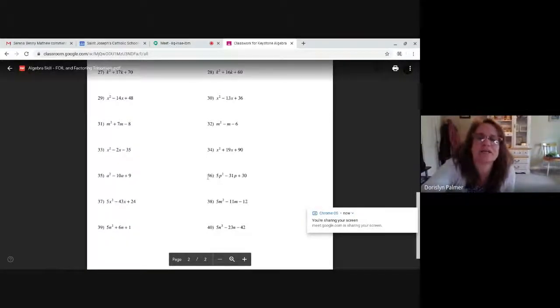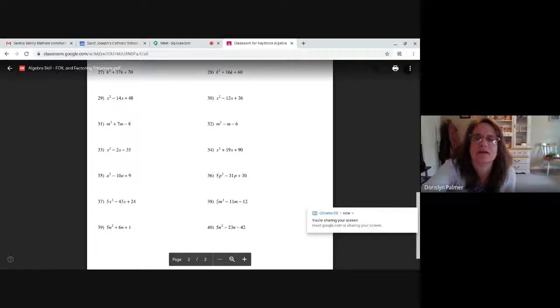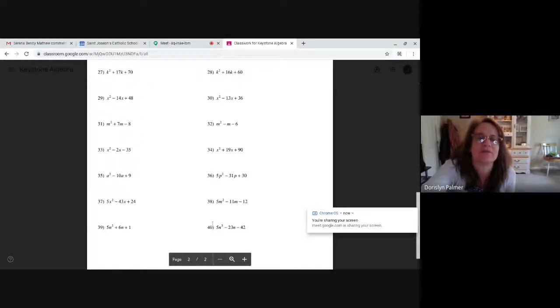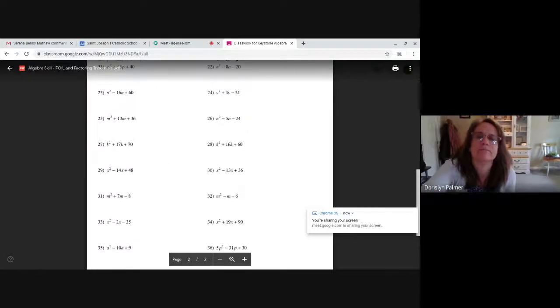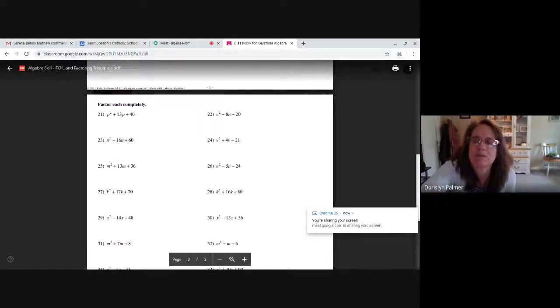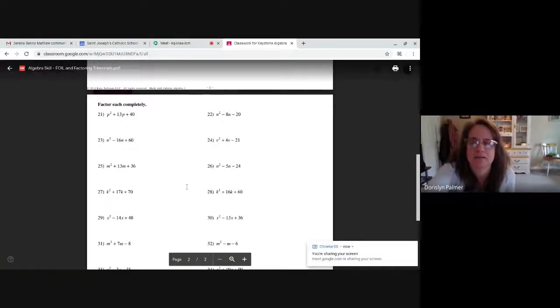These last 36 to 40 are ones that have a coefficient in front. So these are your new ones, just 36 to 40. There's 5 of them. Okay. Some of these may be prime, but don't write prime for most of them. If there's prime, there's usually 2 or 3 on the page, but not a lot.